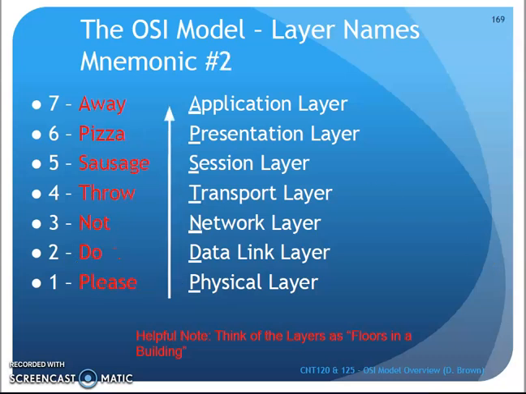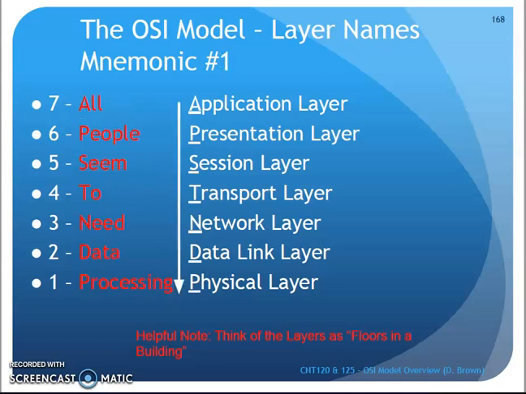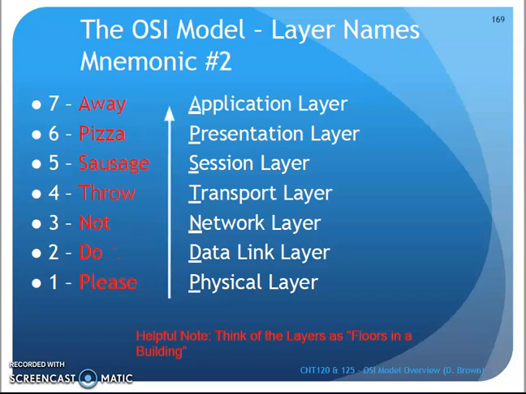The other mnemonic that people tend to use goes from 1 to 7, starting down here at the physical layer. Please do not throw sausage pizza away. This is the one that clicked for me because who doesn't like pizza? So please do not throw sausage pizza away gets these in your order of physical, data link, network, transport, session, presentation, application. So find one of those mnemonics that works for you, and use that to get your layers in the correct order that they need to go for our communication.